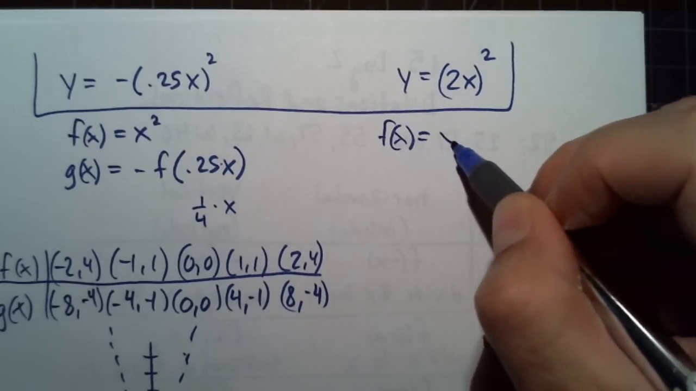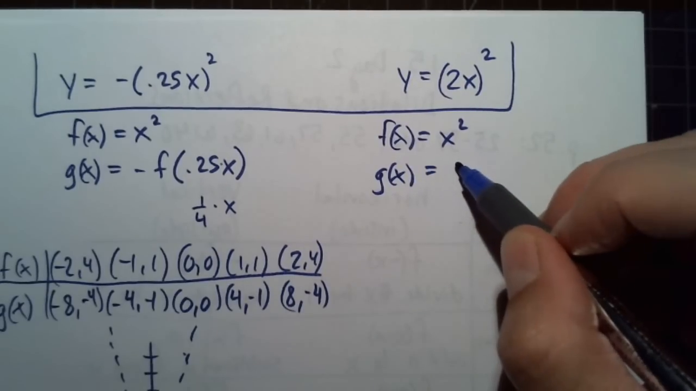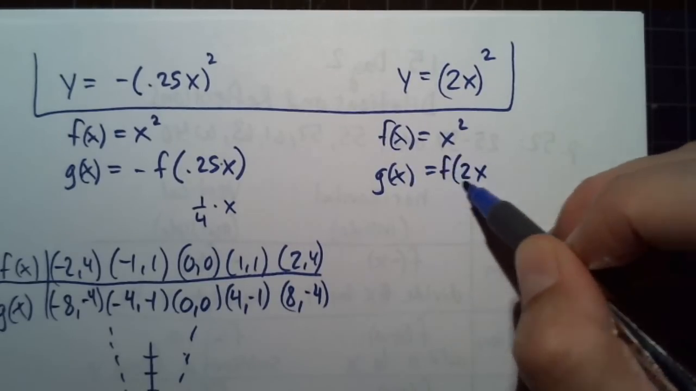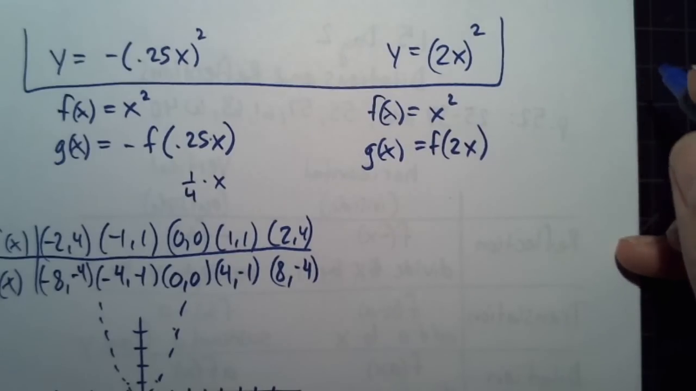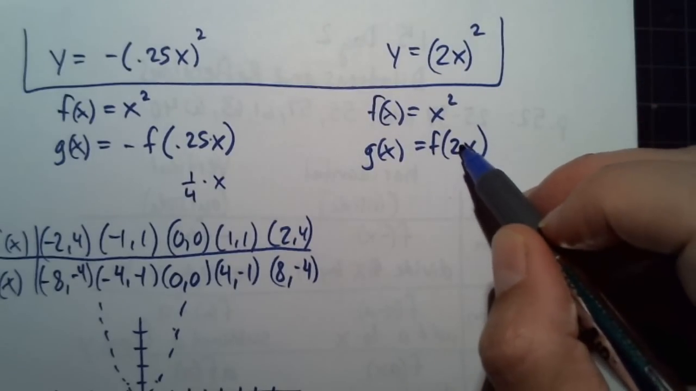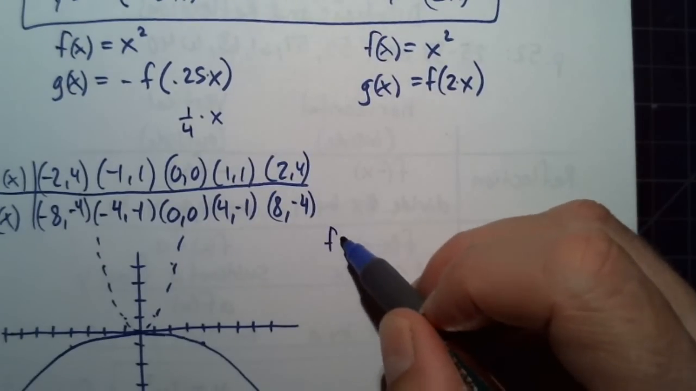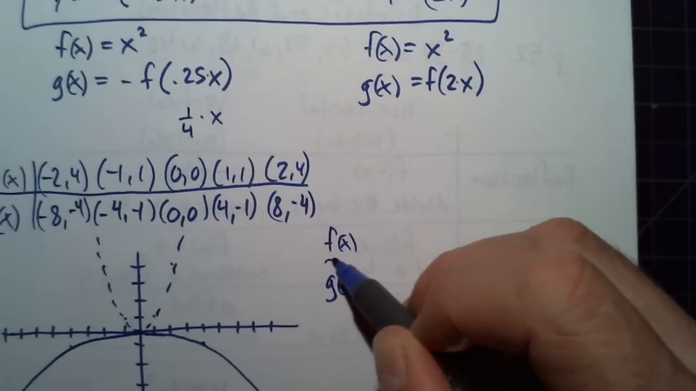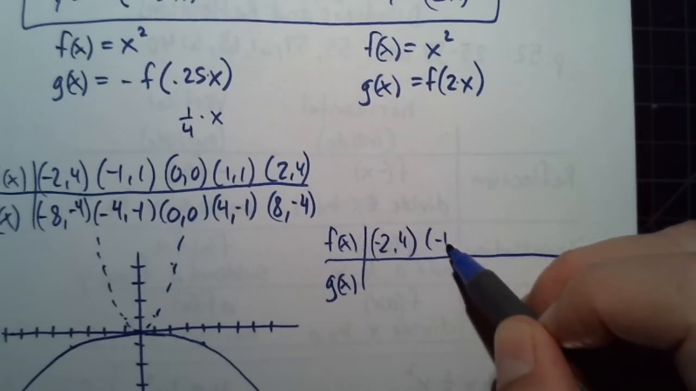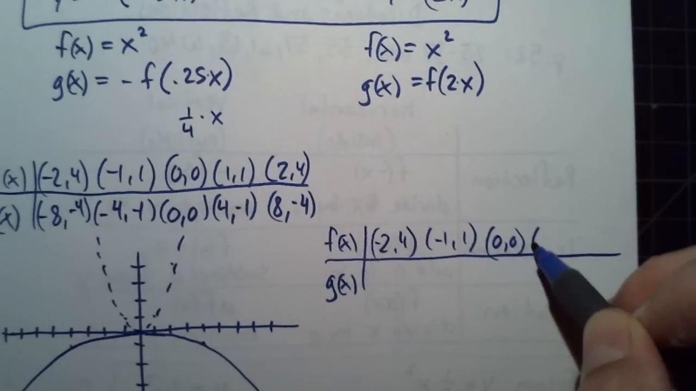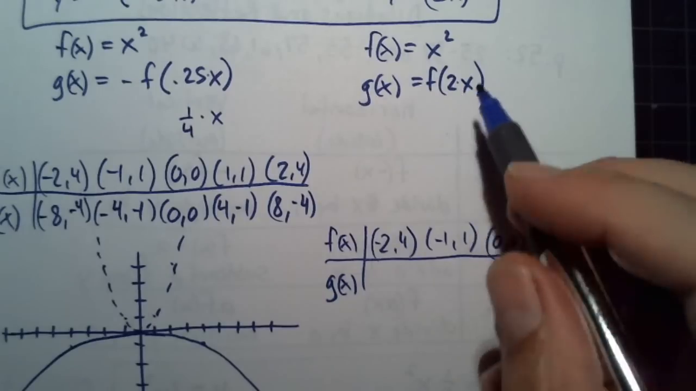So if we say the parent function is x squared, then g of x, the transformation, is going to be f of 2x. So now we see the 2 is inside, it's horizontal, and we will divide. We have to do the inverse of multiplication. We're going to divide the x values by 2. So we have f of x and g of x.